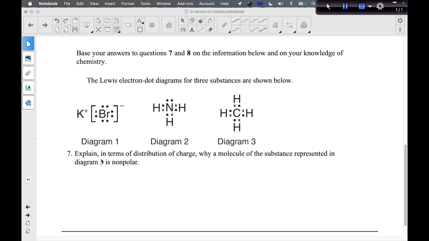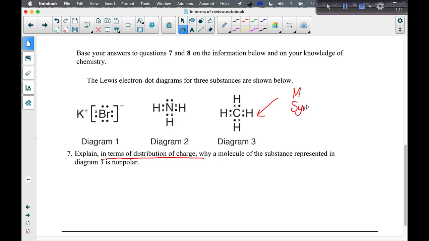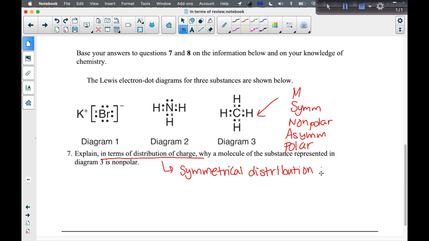For this question right here, in terms of distribution of charge, why is substance 3 nonpolar? So remember we said that for molecules, symmetrical means nonpolar, asymmetrical means polar. So this is nonpolar because it has a symmetrical distribution of charge.